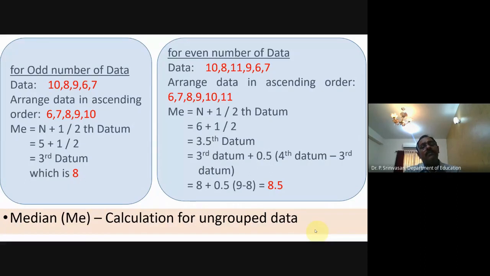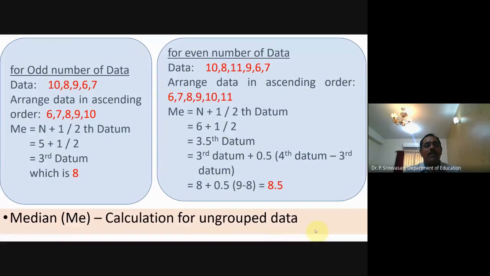So now let us go to the even number of data. It's a little bit difficult if it's an even number of data. Now let us try to find out. Again, as previously, now you have 6 data. Previously 5, now 6: 6, 7, 8, 9, 10, 11, arranged in ascending order. So the same formula, median is equal to the n plus 1 by 2 place datum. And then we have 6, it will be 7 by 2. It will be the 3.5th datum.